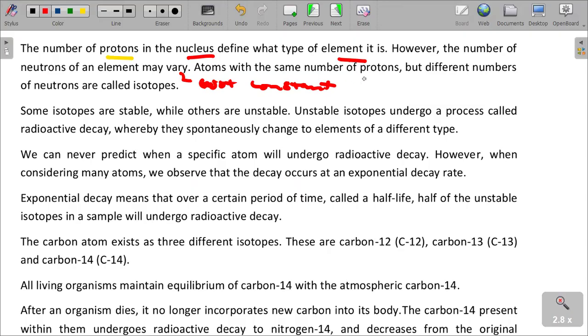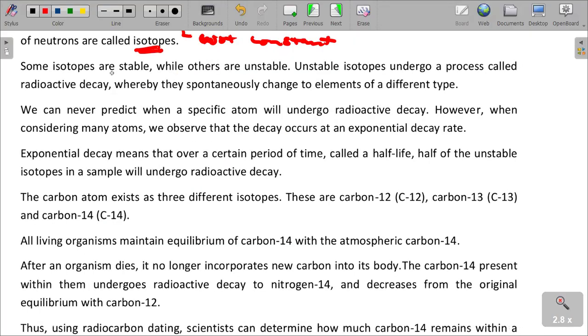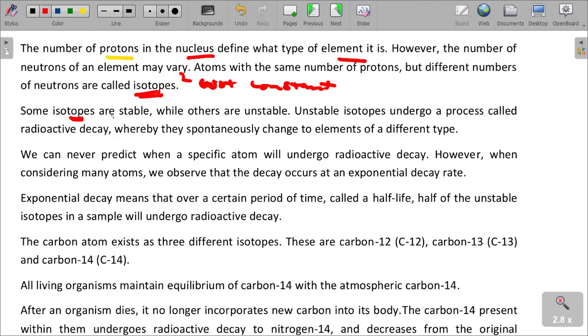Atoms with the same number of protons but different numbers of neutrons are called isotopes. I'm sure that we still remember that. Some isotopes are stable while others are unstable. So atoms which have the same number of protons but different numbers of neutrons are called isotopes. Unstable isotopes undergo a process called radioactive decay.